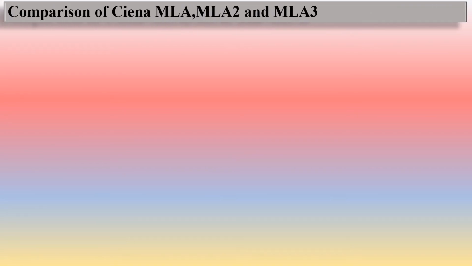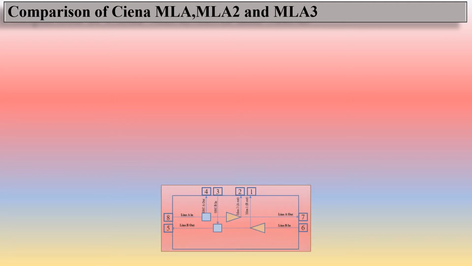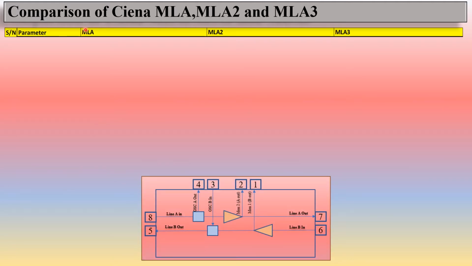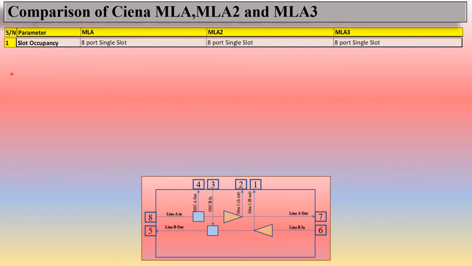So this is a comparison of Ciena MLA, MLA2 and MLA3 on the basis of different parameters. You can see here the serial number, the parameter, this is for MLA, this is for MLA2 and this is for MLA3. The first one is slot occupancy. MLA, MLA2 and MLA3 all have 8 ports, and all three occupy a single slot.